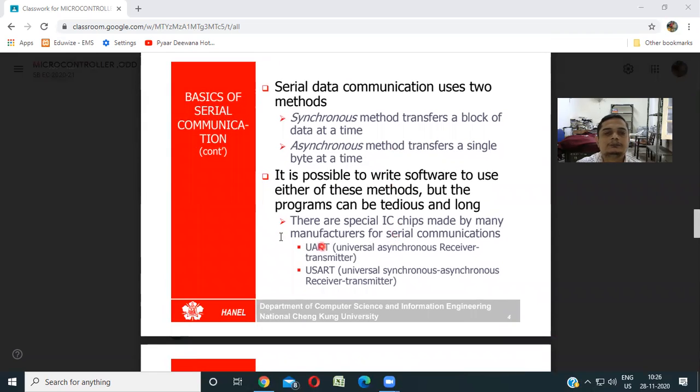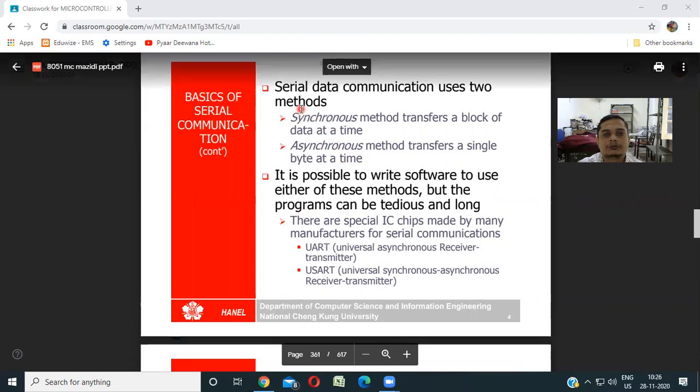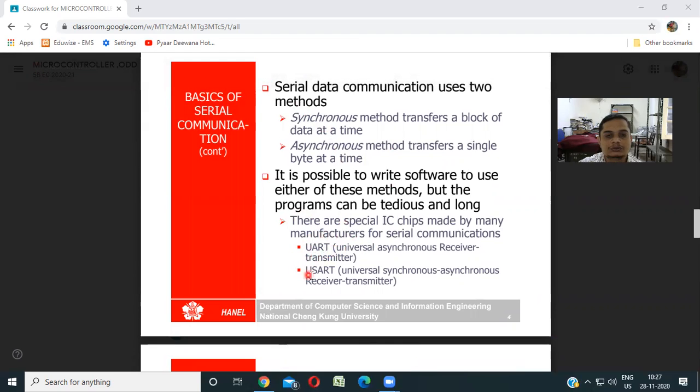One of the dedicated ICs present to perform this type of data communication is called a UART and USART. Here you can see UART stands for Universal Asynchronous Receiver Transmitter. These are the special ICs.